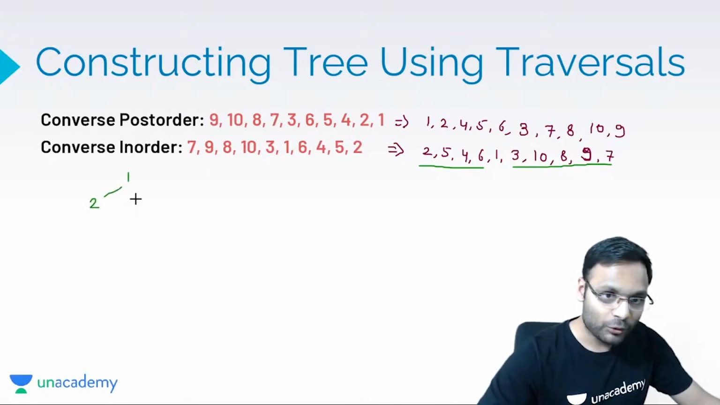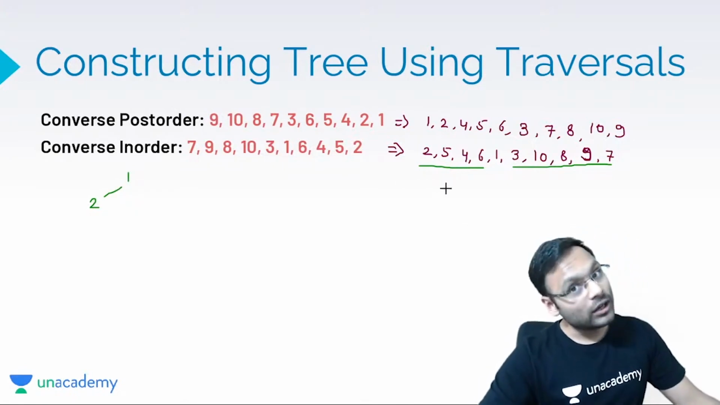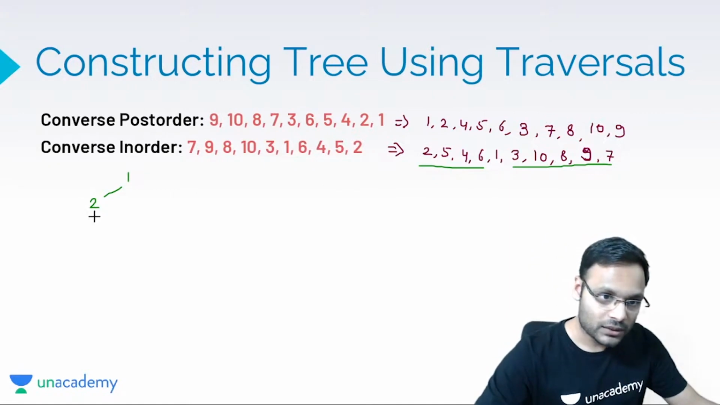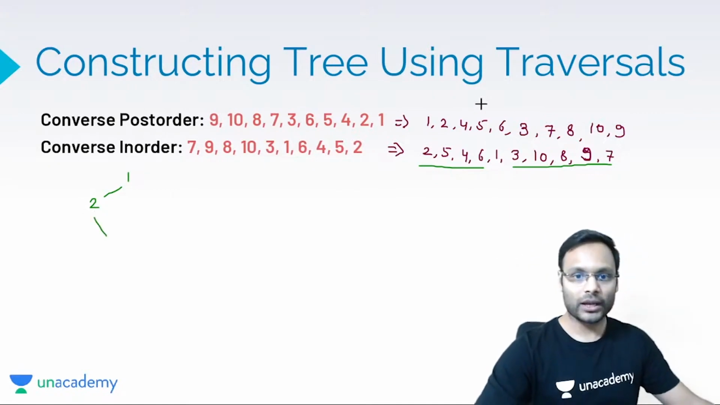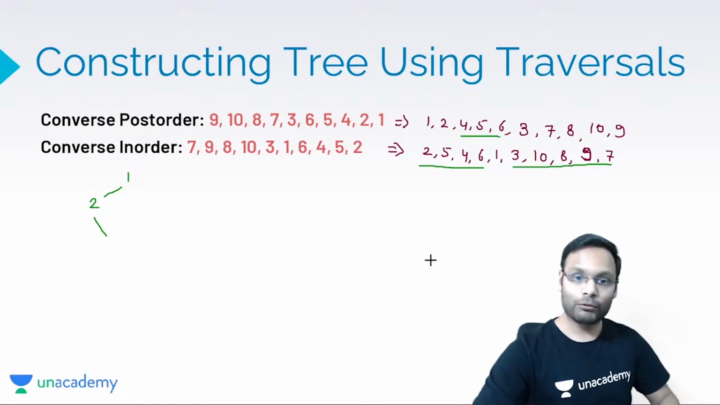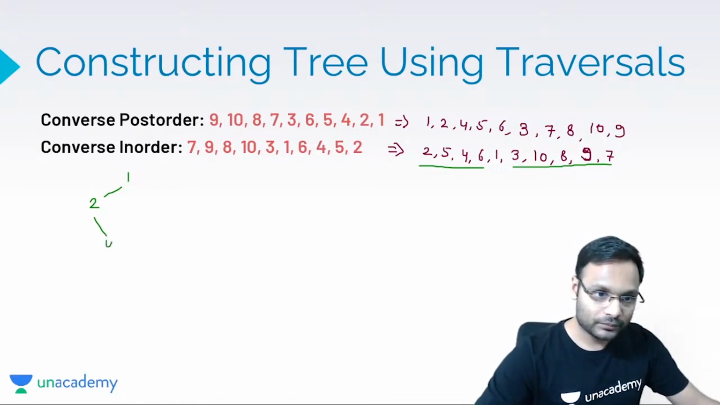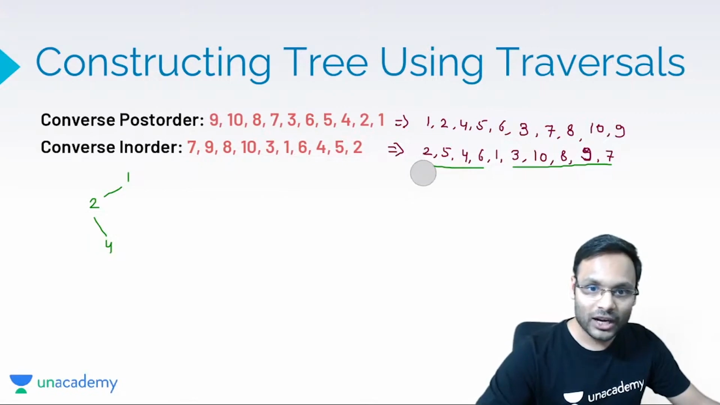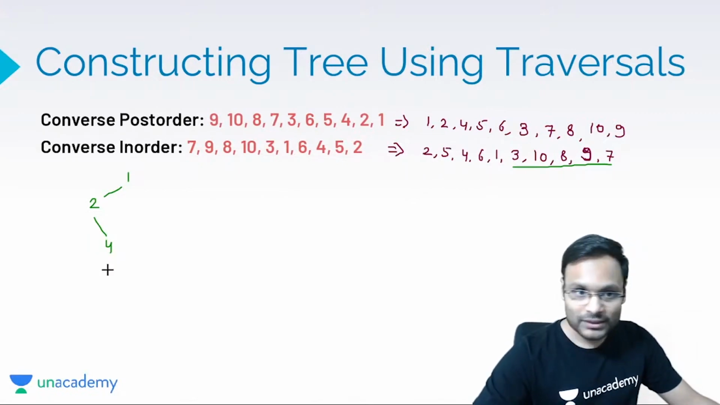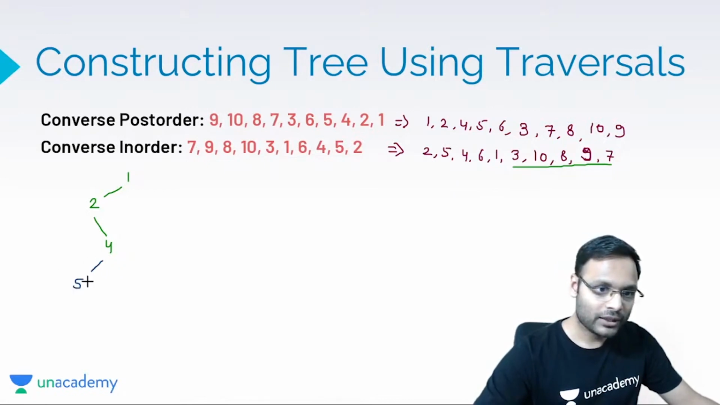Fine. If root is 2, I'll have to check in order which one is left and right. 2 k, right में 5, 4, 6. Okay. Now I'll have to check again 4, 5, 6 here. What is the first symbol? 4. So 4 is root. Again go to in order and check out 4 के comparison में where are 5 and 6. 5 left, 6 right.